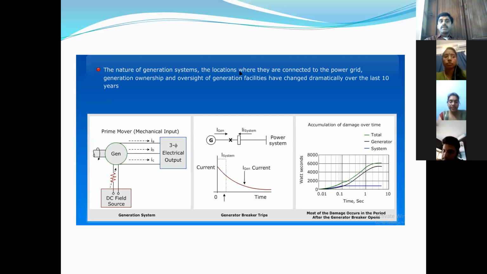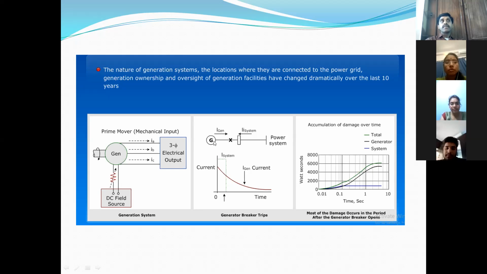Here you can see the generator. Can you observe the slide? The generator is connected to the prime mover and to the excitation system, which is supplied with the DC field source. And the generator is supplying power to the three-phase electrical output. That means it has a stator side, a rotor side, and an excitation system side. We should think about the protection of the generator.